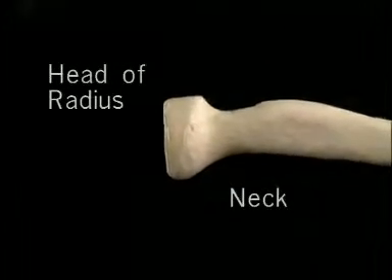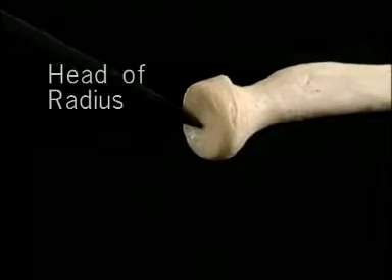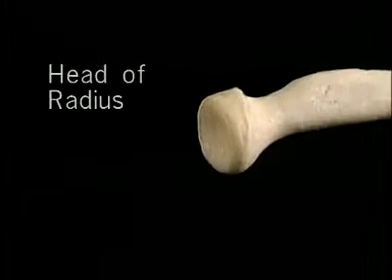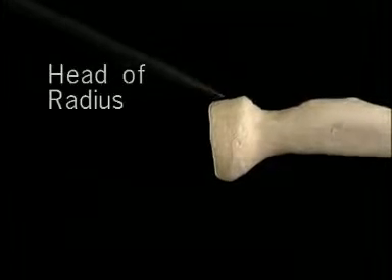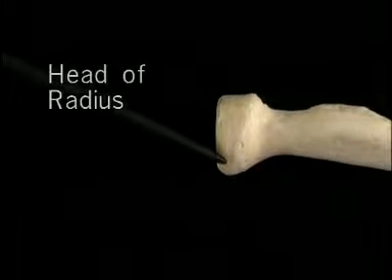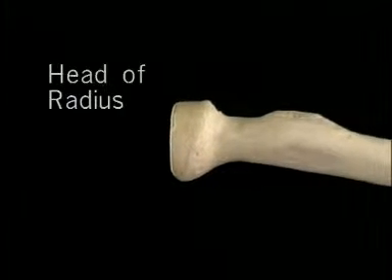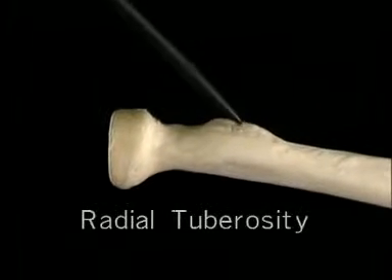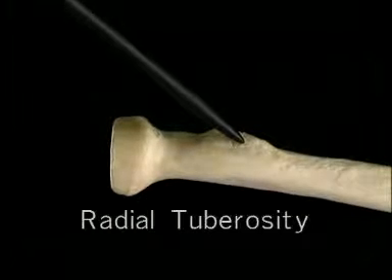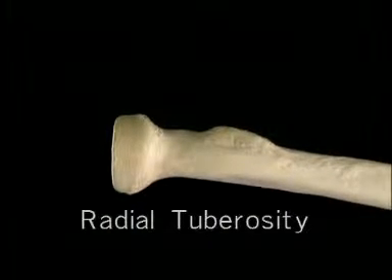This is the neck. The end of the head articulates with the capitulum of the humerus. Its curved side articulates partly with the radial notch of the ulna and partly with the ligament that surrounds it, as we'll see. Just distal to the neck is the radial tuberosity, which is the insertion for the biceps tendon.